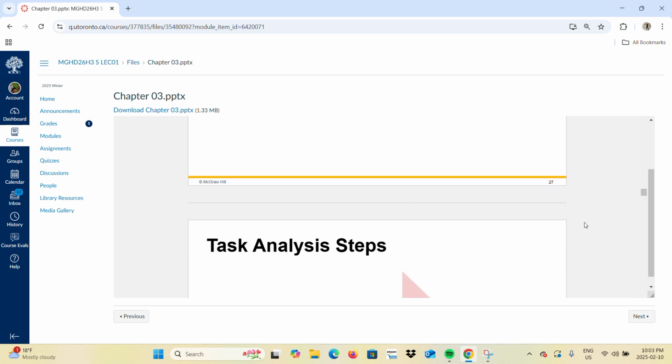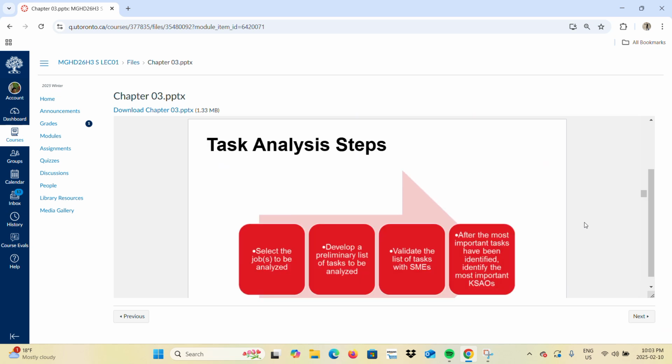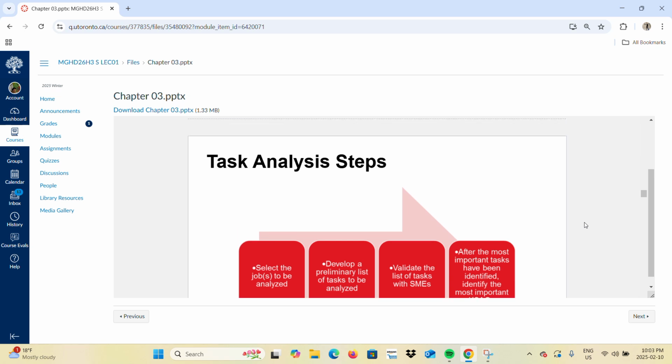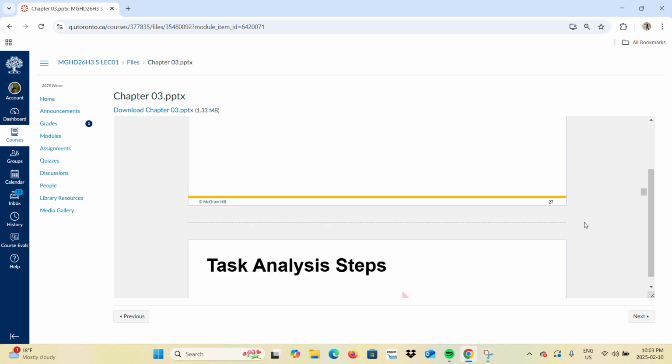Now look at the task analysis steps. You want to select a job to be analyzed. You want to develop a preliminary list of tasks to be analyzed, validate the list of tasks with SMEs, and after the most important tasks have been identified, identify the most important KSAOs: knowledge, skills, abilities, and others.